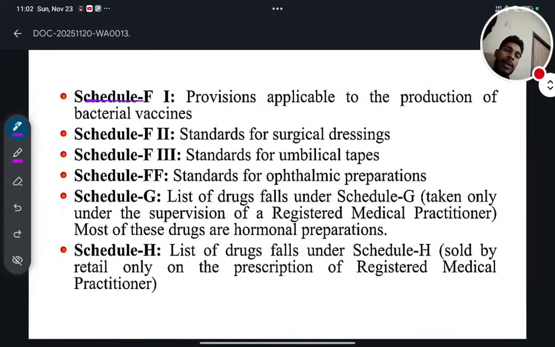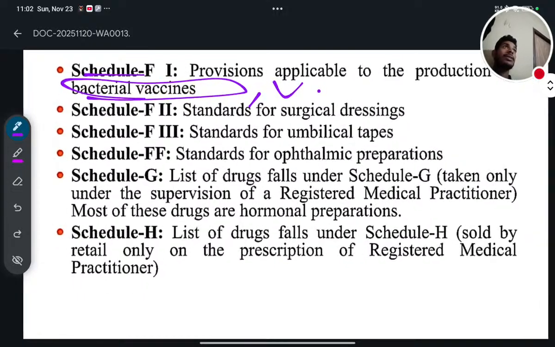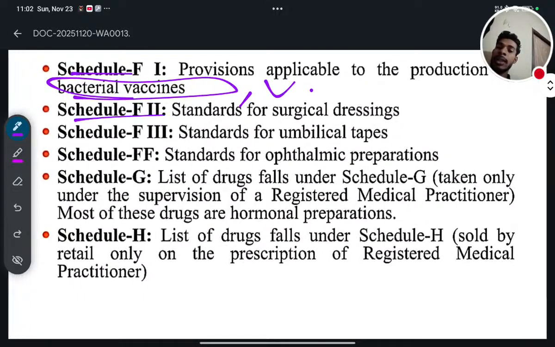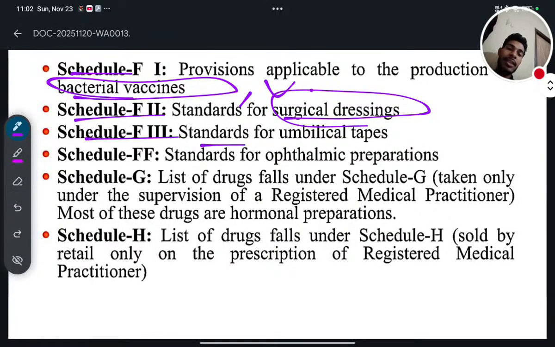Schedule F1 for the provisions applicable to the production of bacterial vaccine. Not only bacterial vaccine, along with it you can write here viral vaccine and other antibiotics also, different vaccines. Schedule F2 for the standards of surgical dressing. Schedule F3 for the standards of umbilical tapes. Schedule FF for the ophthalmic preparations. You have to remember that.